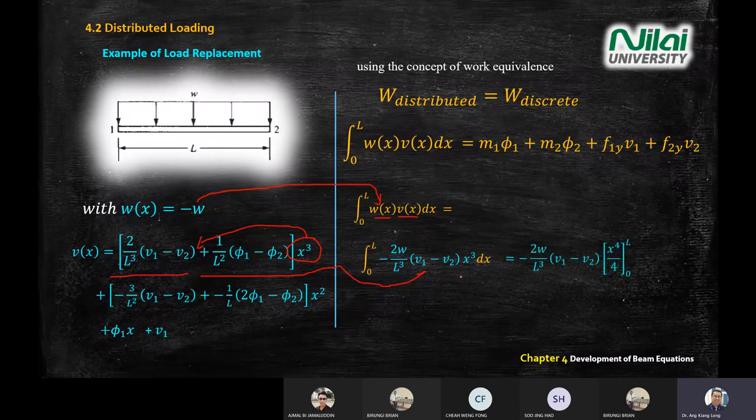So I will just do simple steps for you. You just continue with your integration steps. When you integrate x to the power 3, you will get this form. Then you substitute L and 0 inside there and you get this answer. After you insert this answer, you simplify the equation, where this will cancel the L, and this one will be 2. So you arrive at minus LW divided by 2, (V1 minus V2). And this one only works for the first V.